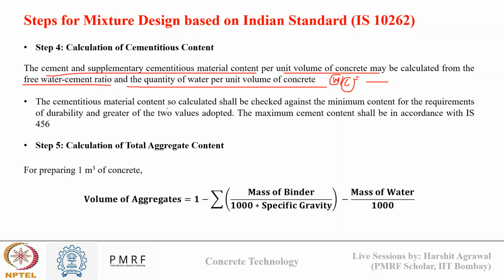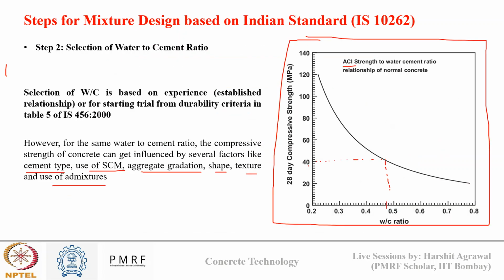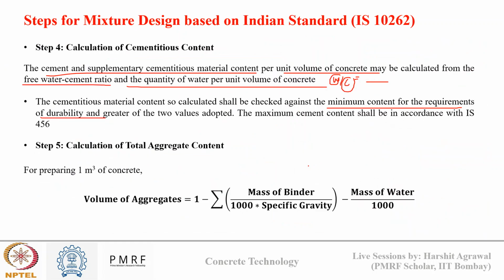Now the cementitious material content so calculated should be checked with minimum cement content requirement for durability criteria. So as we have seen in this table 5, whatever cement content we are getting, we need to check with this value. Suppose for very severe condition we got a cement content of 300 kg per meter cube from IS 10262, but IS 456 code says that minimum cement should be 340 kg per meter cube. So instead of 300, we'll take 340 kg per meter cube cement. So this is a cross check that we need to do every time.